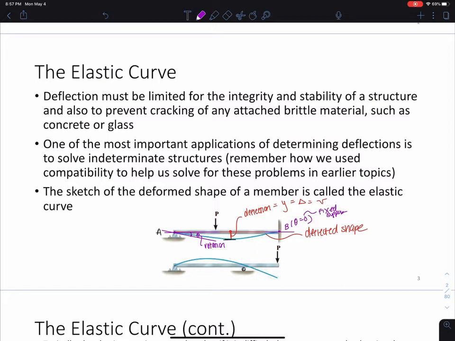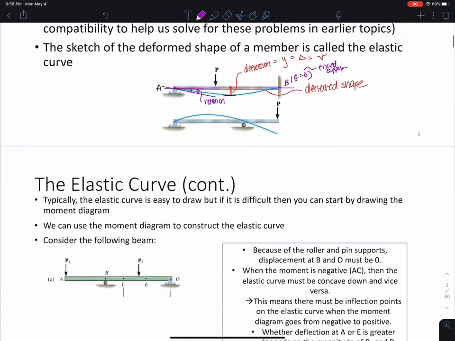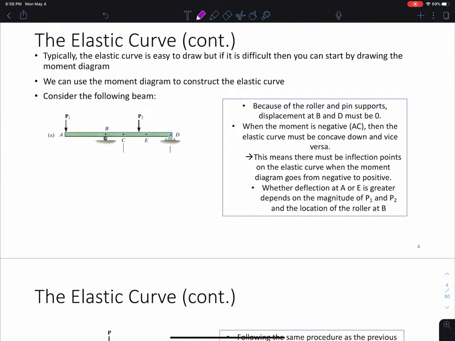So it's not as common, but we do definitely need to limit our deflection for structural integrity purposes, but also because deflection helps us figure out how to analyze an indeterminate system. And we'll talk a little bit more about this. You'll definitely talk more about this in structural analysis. Okay, so let's continue talking about the elastic curve here.